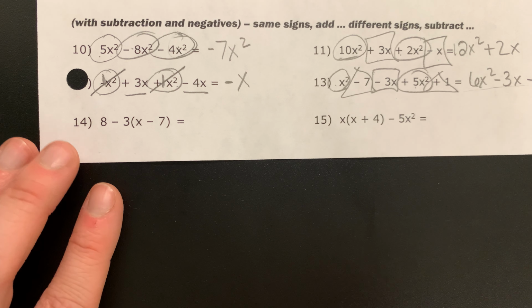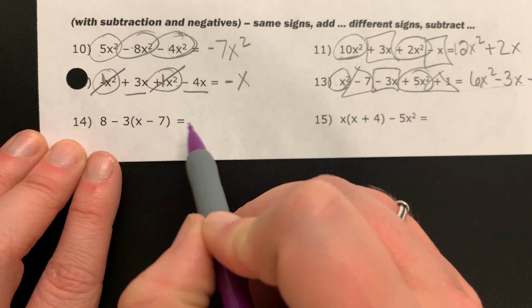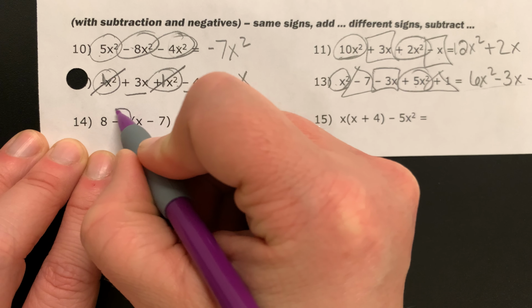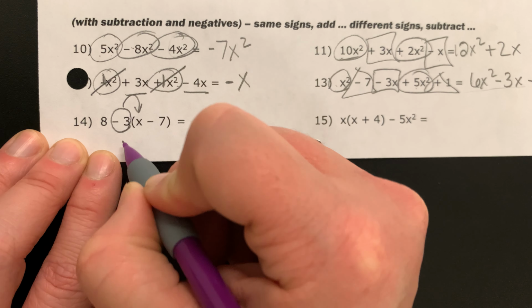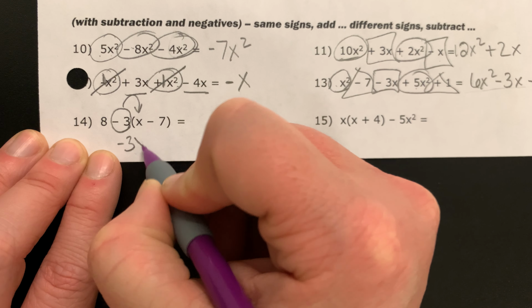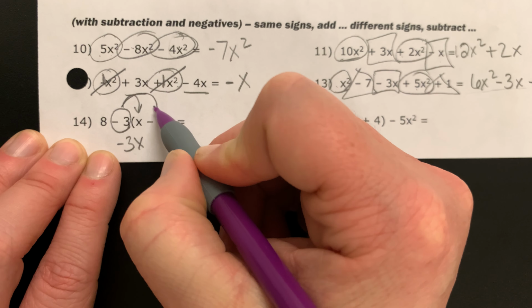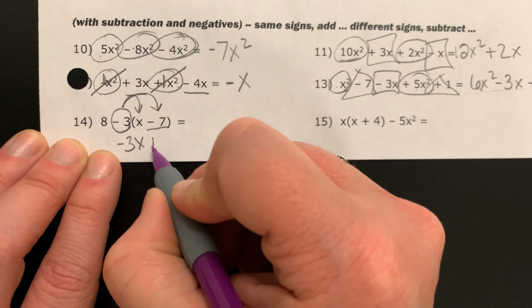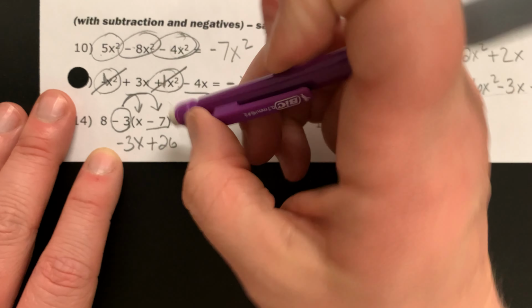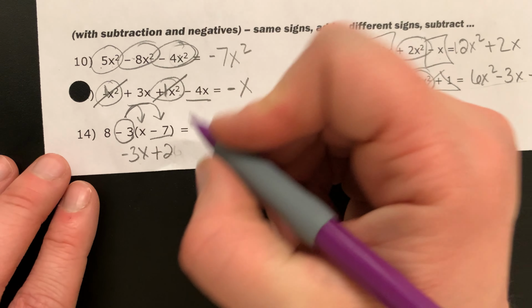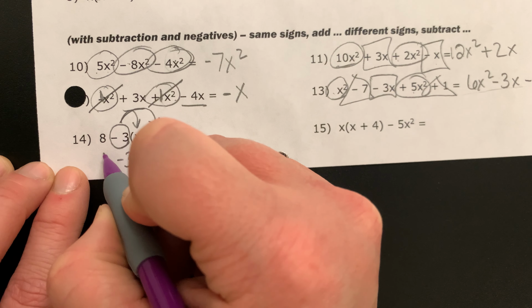All right. I have parentheses, so I have multiply. So I'm going to multiply 3 times x. Negative 3 times x is negative 3x. Negative 3 times negative 7 is a positive 21. And then I'm just going to bring down this 8 in front.